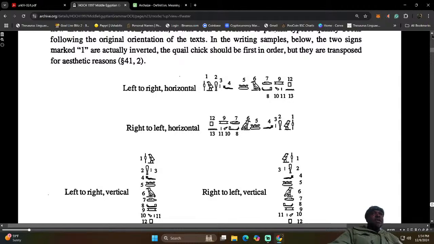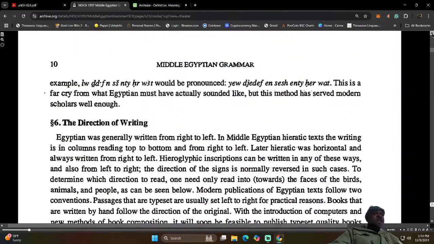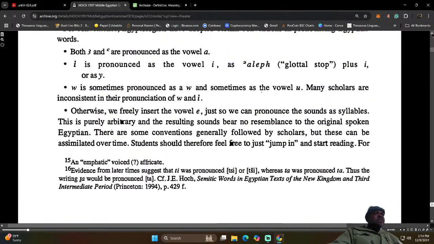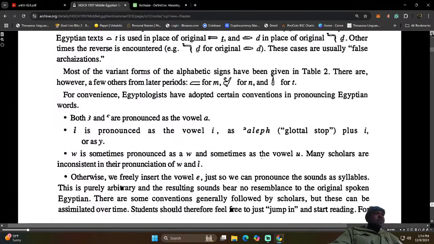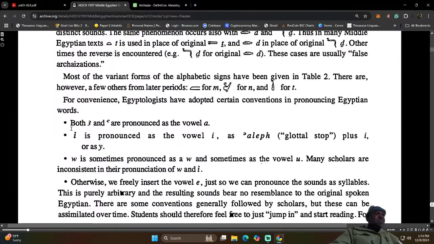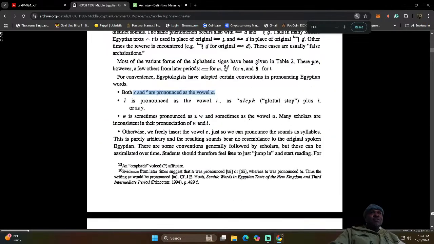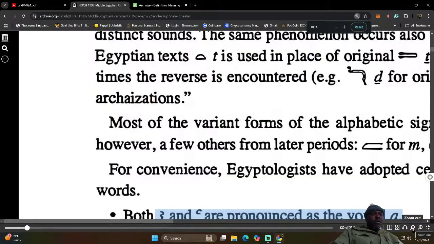Oh, now we on the direction of writing, but no, I wasn't finished with the last thing. That should be fun to discuss, the direction of writing. But this is what I wanted us to get, these bullet points. So they have adopted certain conventions in pronouncing Egyptian words, okay? Both the A, or the backwards 3, and this other one are pronounced as the vowel A. Do I need to make this bigger so that people can say, oh, I was tripping?